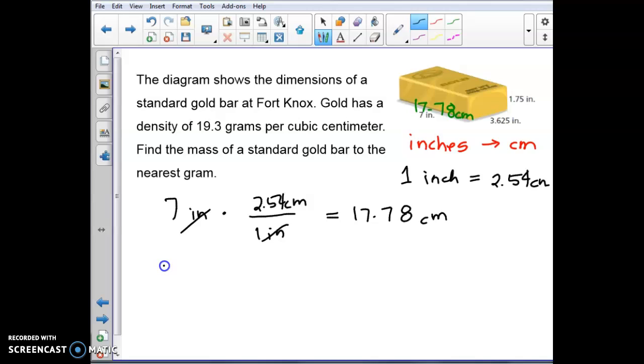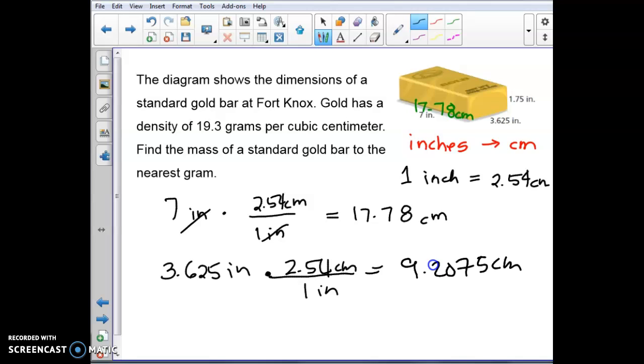Now for the width, 3.625 inches, we're going to multiply that by 2.54 centimeters per 1 inch. So that will become, on the calculator, 9.2075. So this will become 9.2075 centimeters.